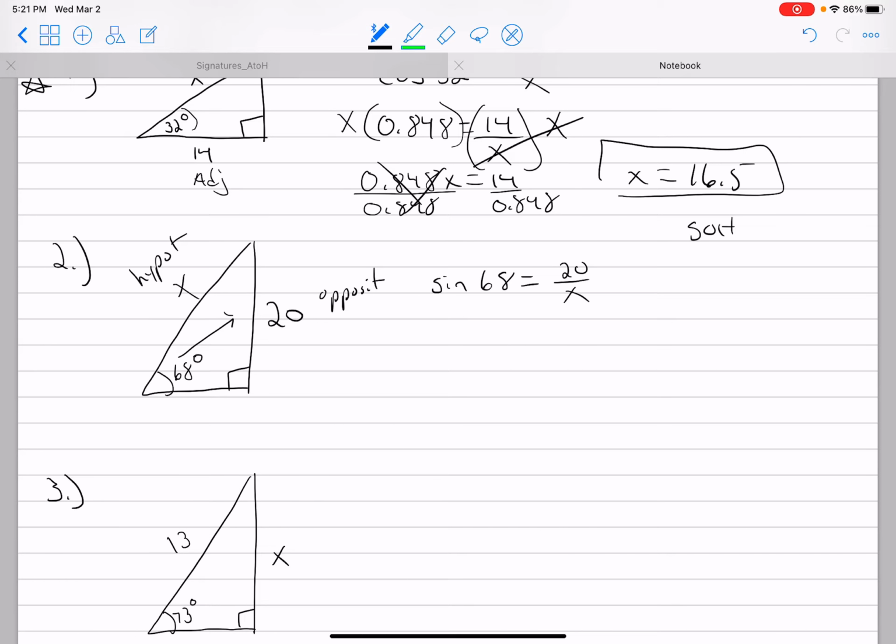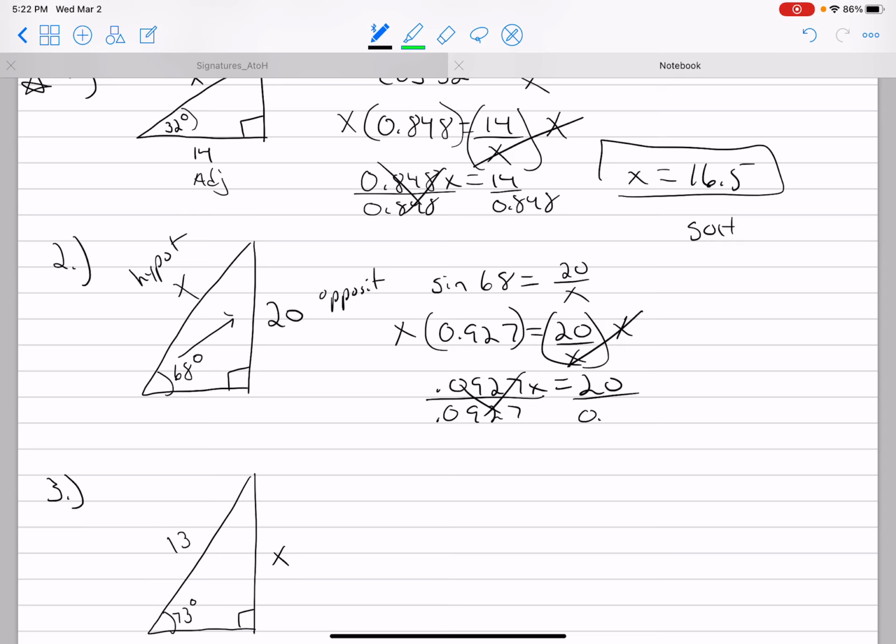All right, now let me do the work. The sine of 68 is 0.927 equals 20 over x. Again, the x is on the bottom. I want to get rid of that. I don't want 20 divided by x, so I'm going to multiply by x. 0.0927x equals 20, and now I'm just going to get x by itself by dividing by 0.0927. x equals 20 divided by 0.0927.